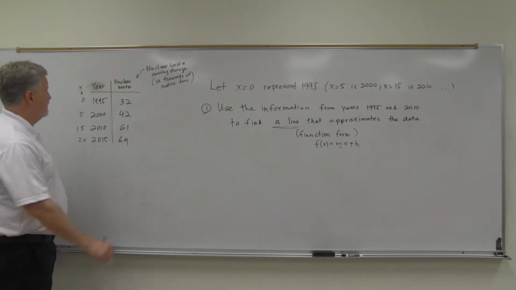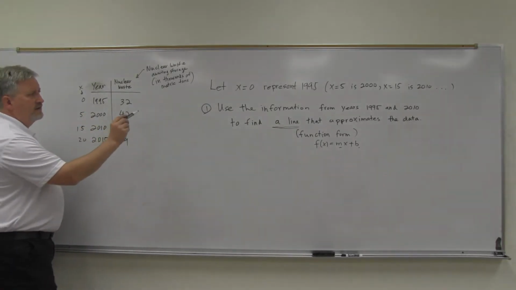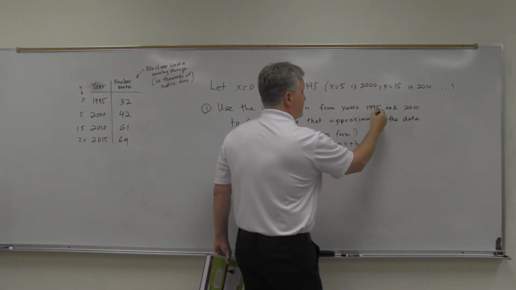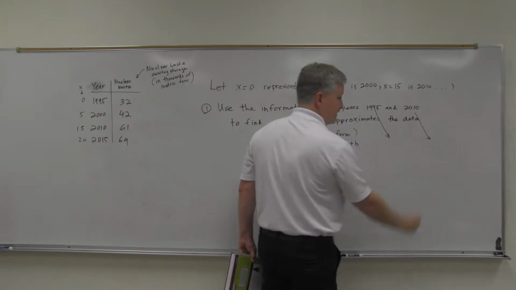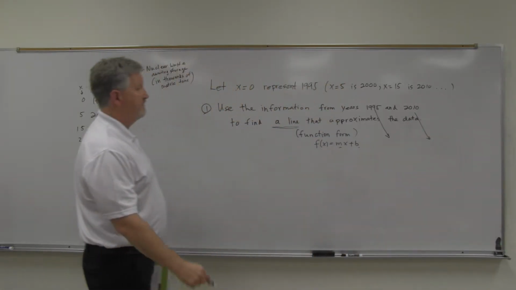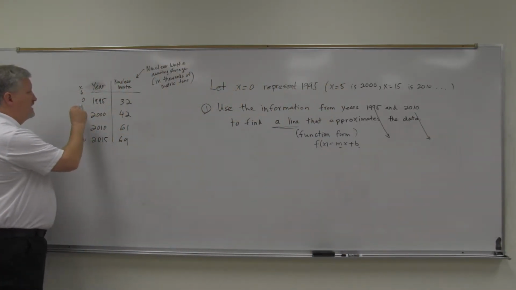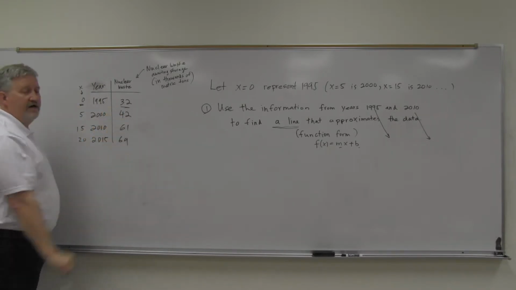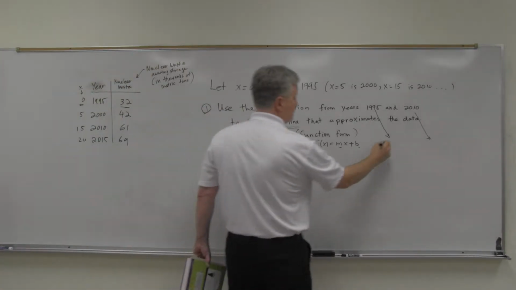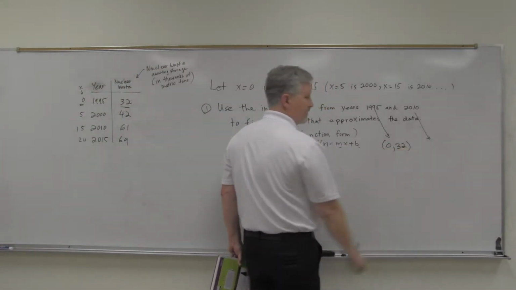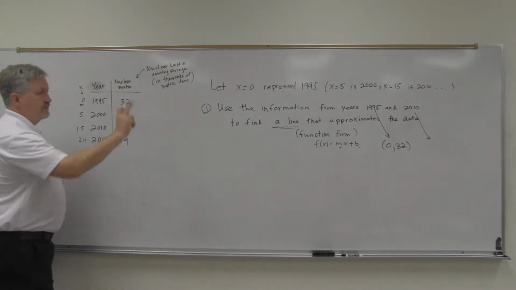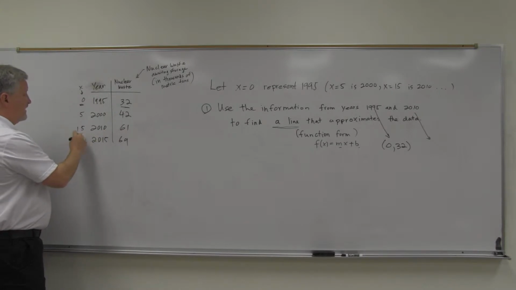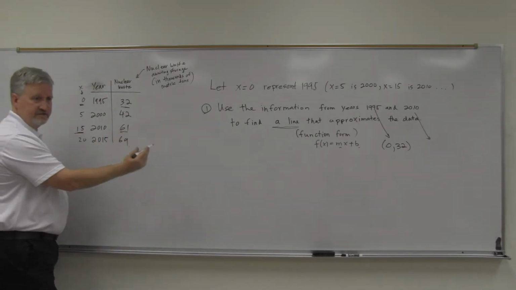And the way we're going to do that, well, when you use the information from 1995 to 2010, let's put that information in ordered pairs here. The information from 1995: x is 0 for 1995, and the y is 32. Everybody okay on that? Then from 2010, what have I got? What's the x and y there? Well, the x is 15, the y is 61.